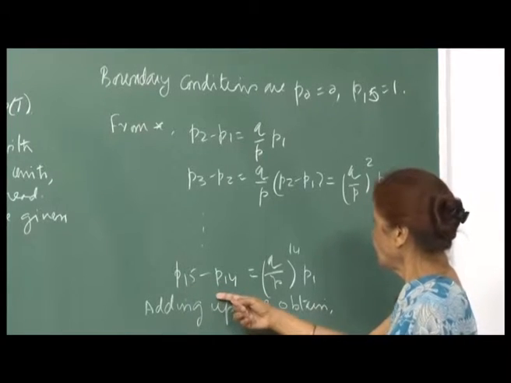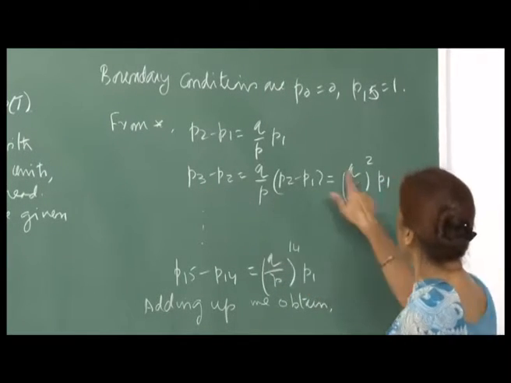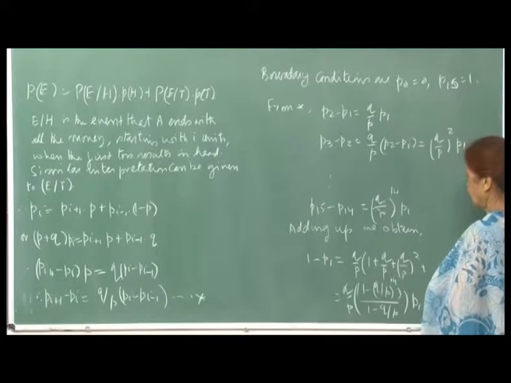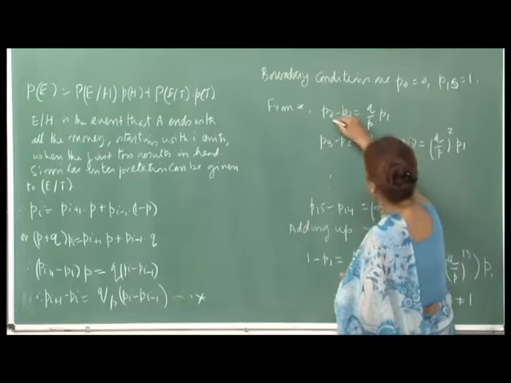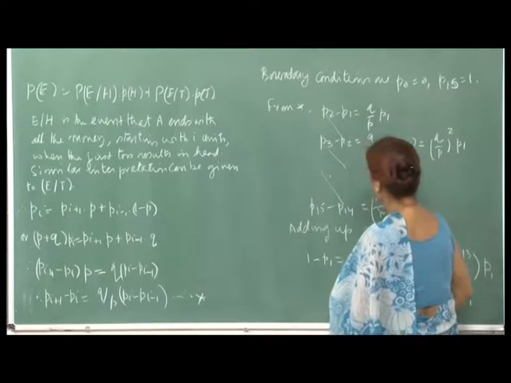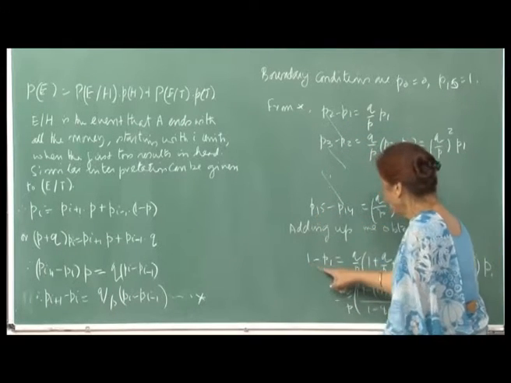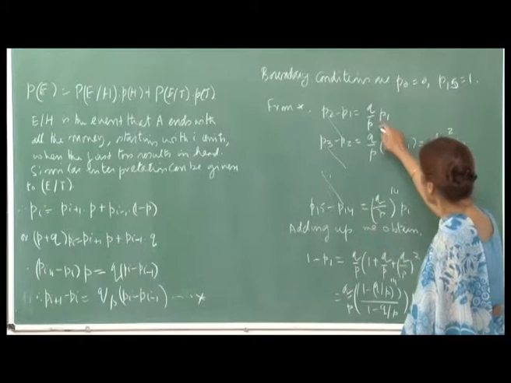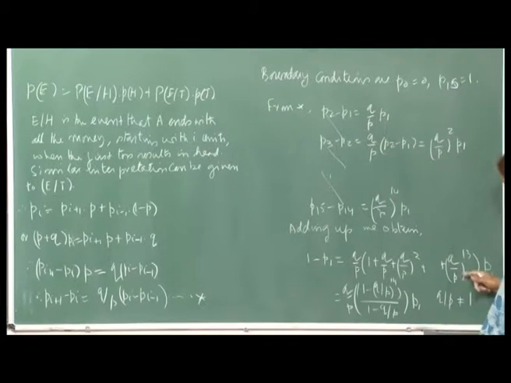So, P_15 minus P_14 will therefore become q upon p raised to 14, because whatever the number here, that is 1 less than this. So, the power of q by p is 14 into P_1, right. Adding up we obtain. So, now I add up all these equations, then you see these things will cancel out in pairs, right, and you will be left with P_15 minus P_1, but P_15 is 1. So, this is 1 minus P_1 is equal to, and on this side q by p you can take outside. So, it will be 1 plus q by p plus q by p whole square and so on up to q by p raised to 13 into P_1, right.